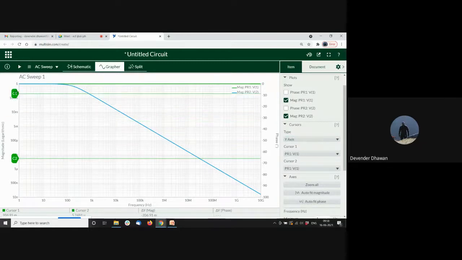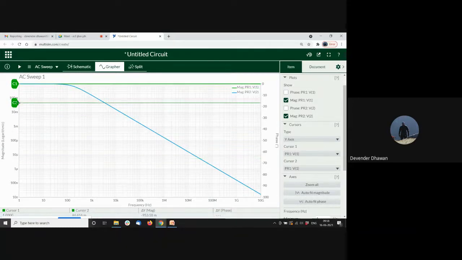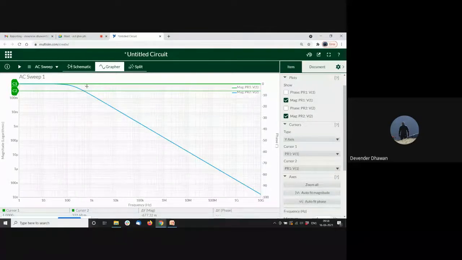Let me just show you. On y also we can put. This is one, and this is our second. So we can put our y-axis cursor here and a second point here, to measure maybe the difference in the amplitude between this point and this point. So that also we can do.